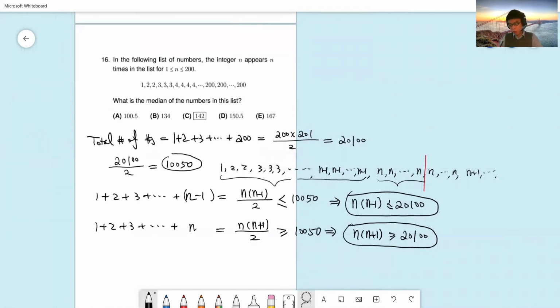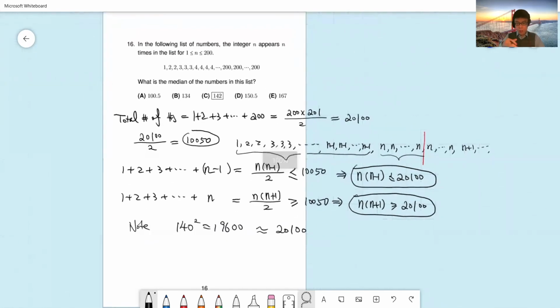So n times n minus 1 or n times n plus 1 is very close to n squared. Let's try to estimate the square root of this number. So it's easy to see that 14 squared is 196. So we get 140 squared is 19600. This is quite close to 20100. So the number should be approximately 140 something, close to that number.